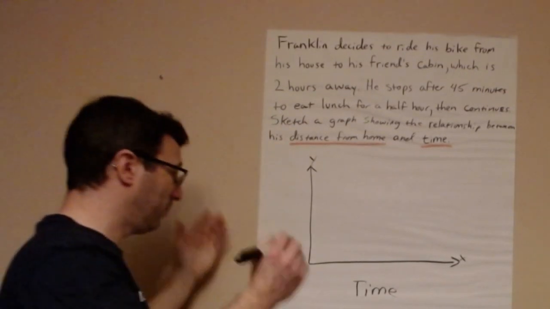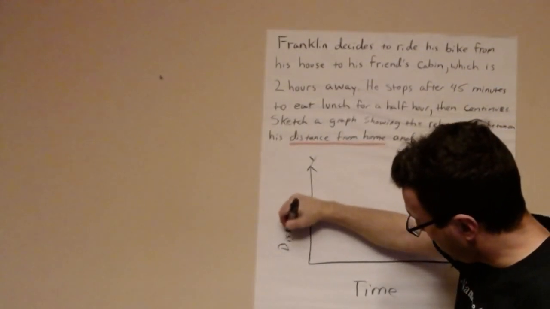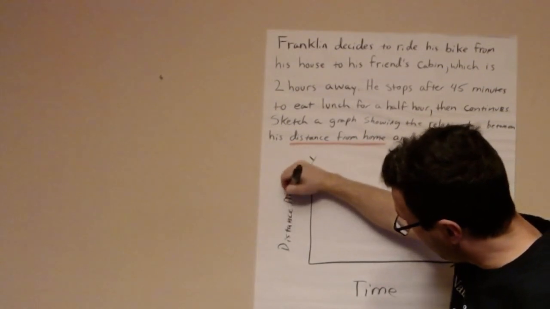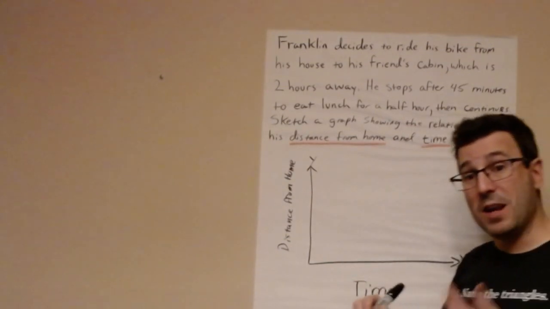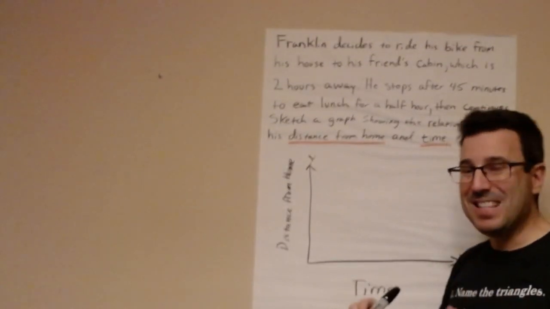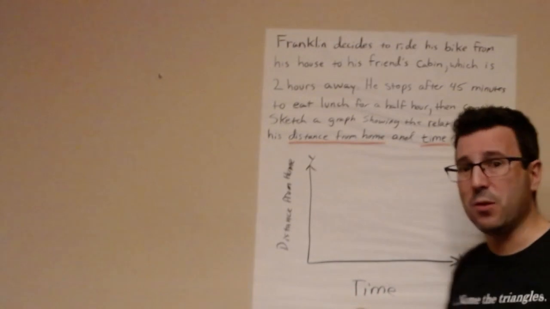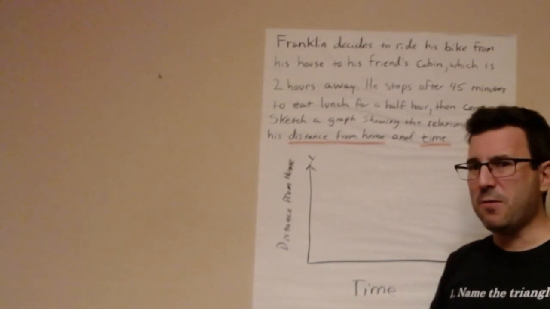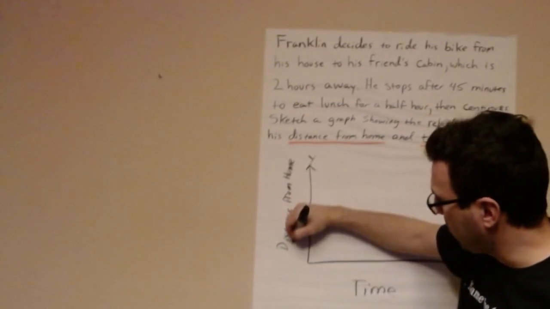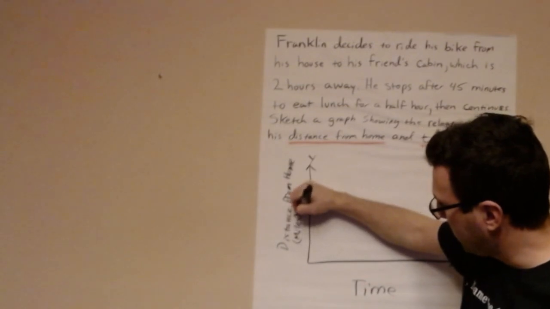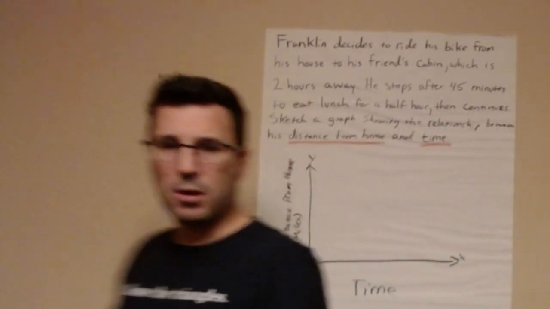Distance from home. That's going to be our y-axis. That's going to be our dependent variable. Here I can get away with writing a label, in the sense that he's going to be riding for 2 hours and he's riding his bike. It's probably going to be miles. So I'm going to write miles. I feel confident that that is okay to write. All right, dead space over here. I'm going to go back over here.